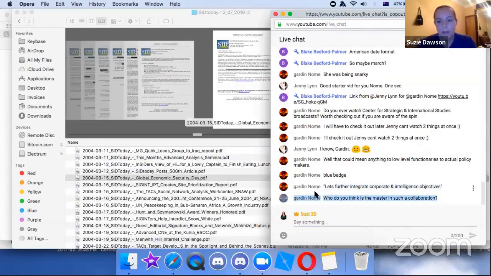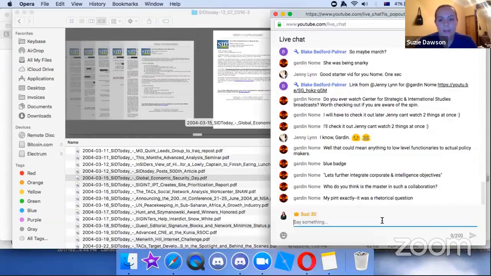Well, Gardner's asked me, who do I think is a master in such a collaboration between corporate and intelligence agencies? Every single one of these documents is framed in business language, right? You can see them bending over backwards to create customer portals and to have high-tech CRMs and stuff. In business, if you don't please your customers, then you go out of business. So that's one of the things I would love to see: who is on the customer list outside of government agencies and outside of international partners?